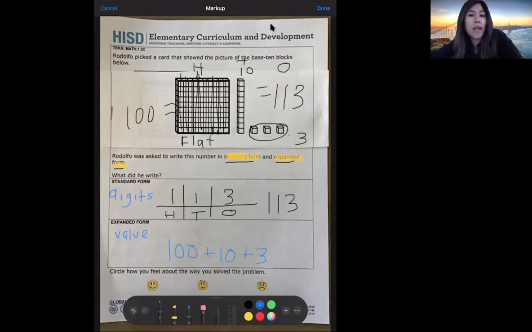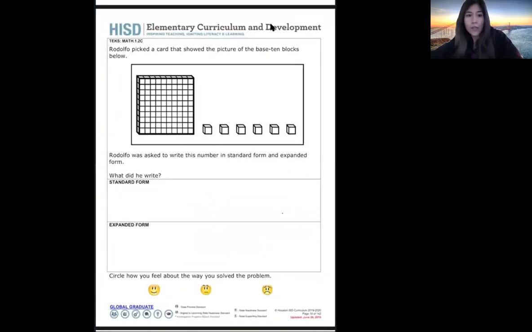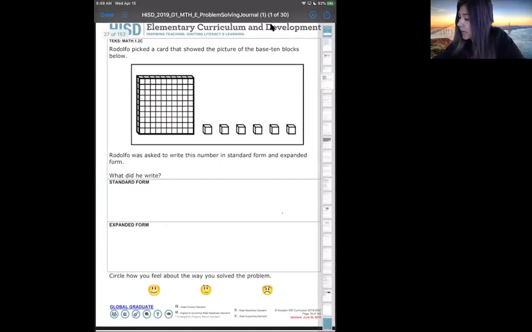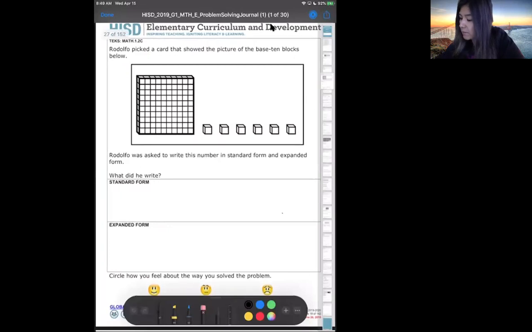And boys and girls, now it is your turn. You will now represent this value of base 10 blocks. The first thing that I want you to do is to show your work. What number do these base 10 models represent? And then show your work. Tell me what is the value of this block and what is the value of these blocks.